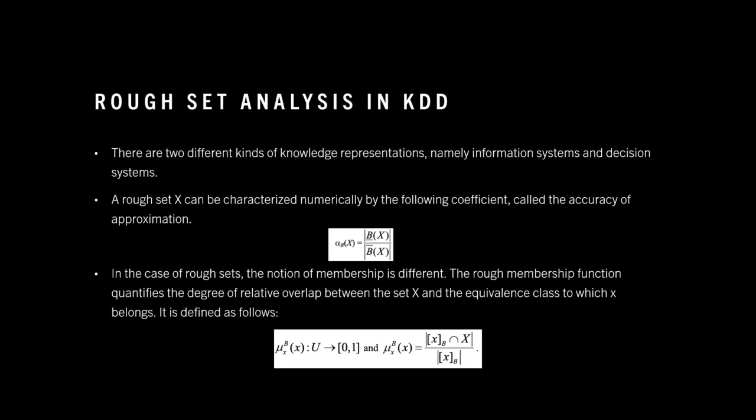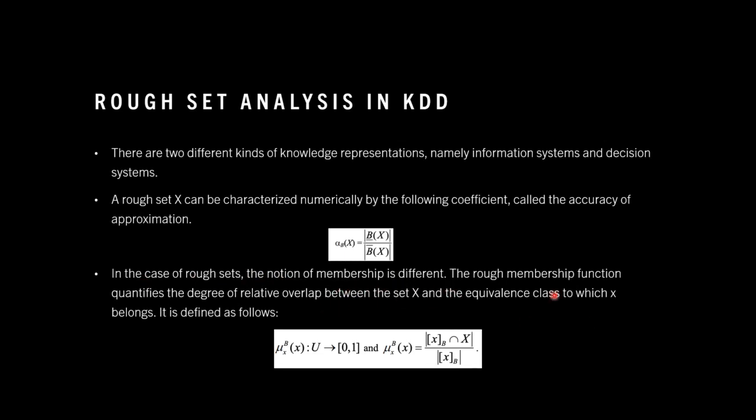Here, these lines denote the cardinality of the set, and alpha B of X defines the accuracy of approximation. In the case of rough sets, the notion of membership is different.